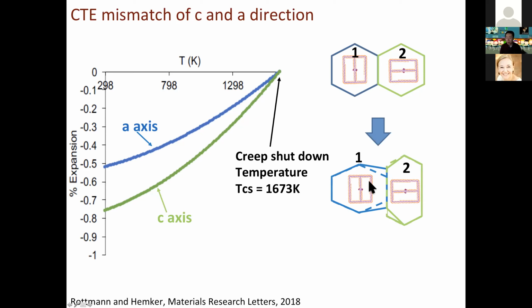In this case, the grain on the left is stretched by the grain on the right, so it will be tensile residual strain. The grain on the right is being compressed by the grain on the left, so there will be compressive residual stress.